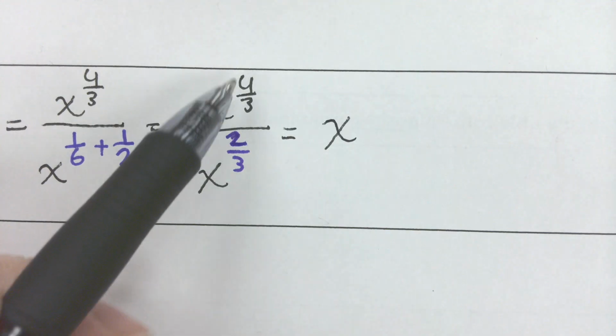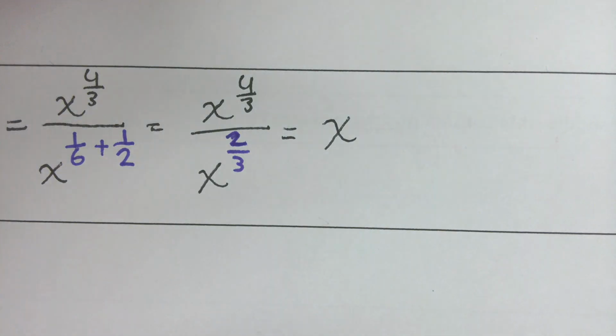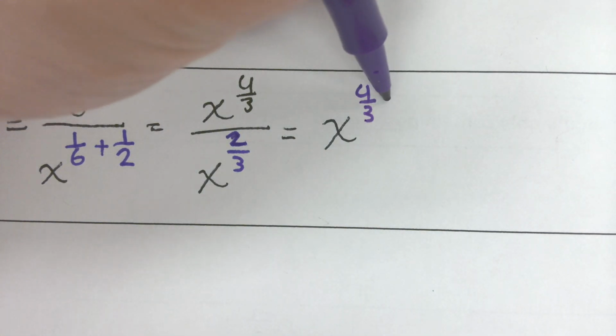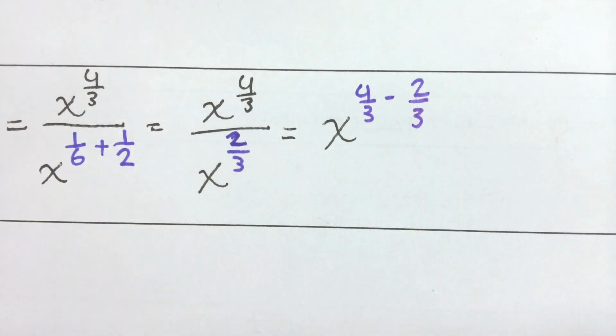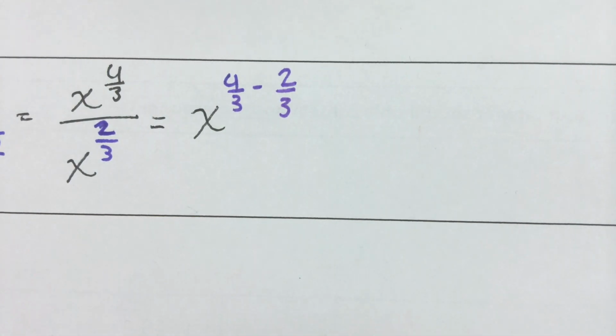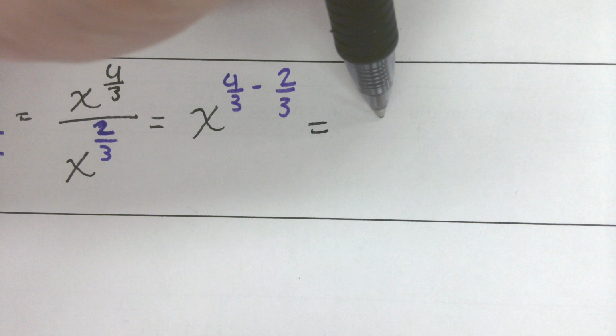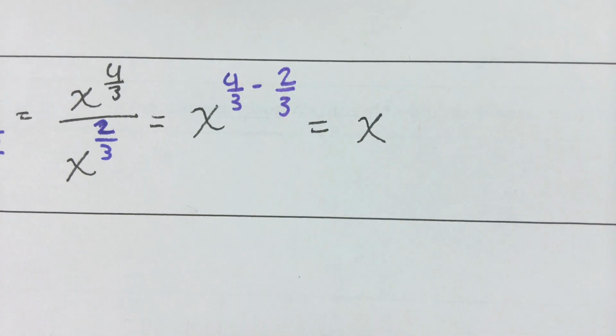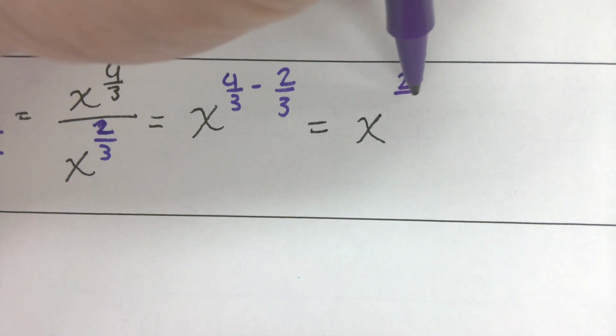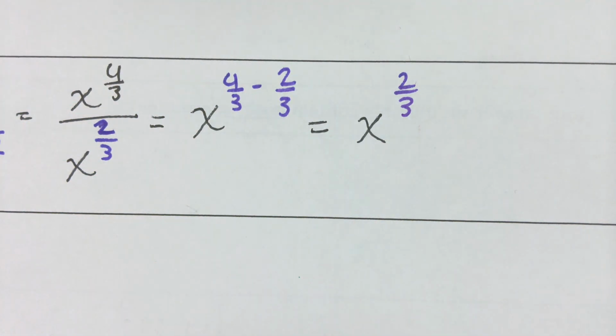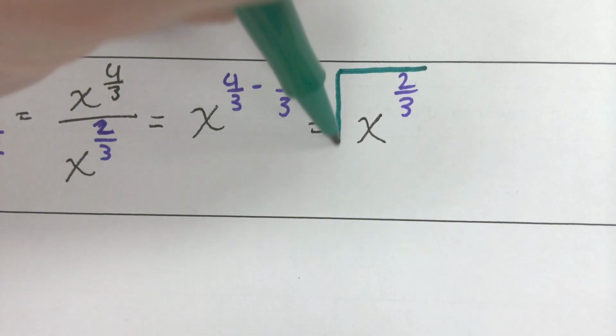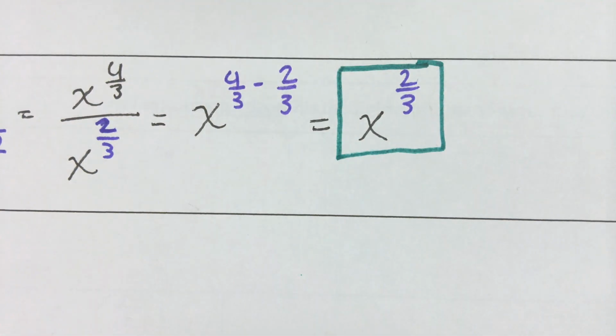So now we can actually divide, which again means we subtract the exponents. 4/3 minus 2/3. And again, since they have common denominator, I'm just going to do the subtraction. 4 minus 2 is 2. We end up with 2/3 as our final answer, final exponent. And there you have it.